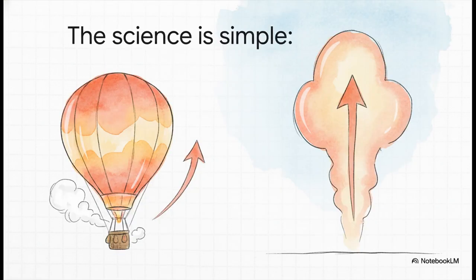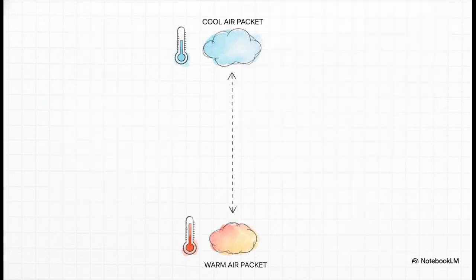Okay, so now you've got all this water vapor mixed in with warm air. And you know how a hot air balloon works, right? Warm air is lighter than cool air. It's the exact same idea here. This warm, moist air is less dense, so it starts to rise. It begins its journey up into the atmosphere. And that brings us right to step 2.